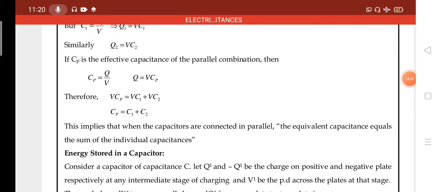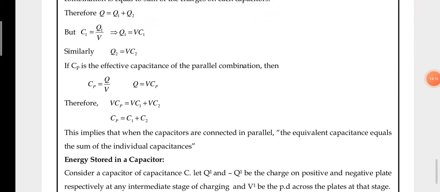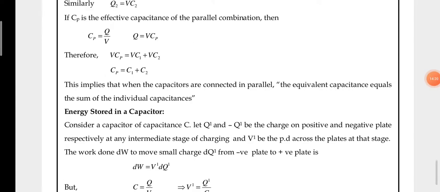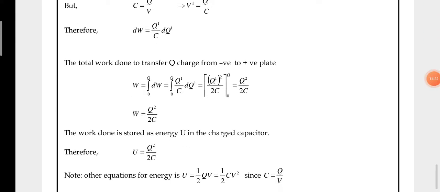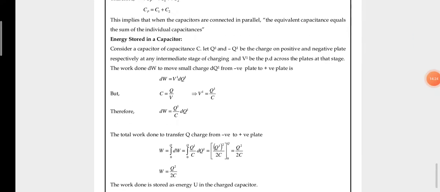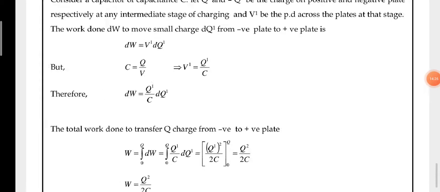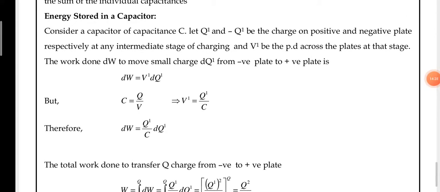Very important: the capacitance of a parallel plate capacitor, the series combination and parallel combination of capacitors, and thereafter the energy stored in capacitors. These three are very important. Next, the last topic we have here is energy stored in a capacitor.